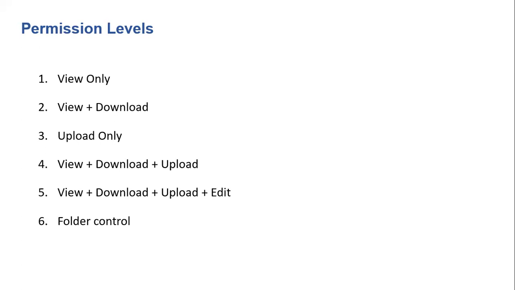The fourth one is view plus download plus upload. We can upload, download, and view content and add markups and issues also. The fifth one is view plus download plus upload plus edit. That means we can review and publish content as well as edit and delete folder or subfolder content. And the sixth one, finally, is folder control. That means full administrative controls, including managing folder access and title blocks. So these are the major permission levels.